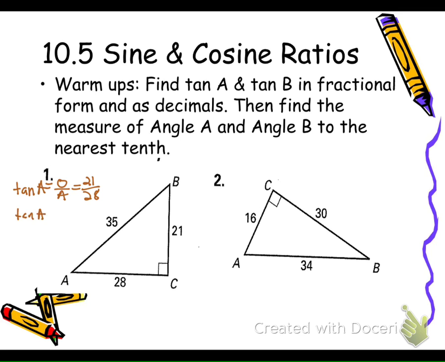So, Slytherin, what did you get for that? 0.75. Okay, so now we want to find our angle measure, so we're going to do tan inverse of, you can put 0.75, or you can put 21 divided by 28. When we do that, we are at Ravenclaw. Ravenclaw, what do you get? Tan inverse of 21 divided by 28.